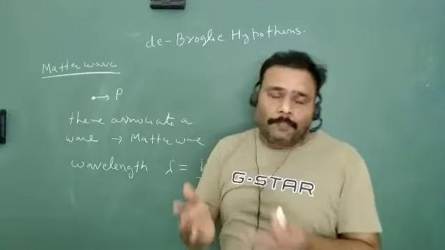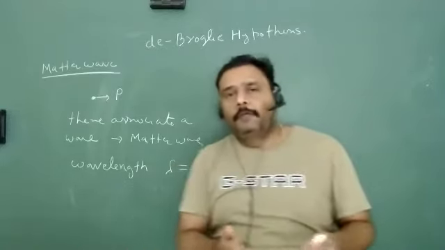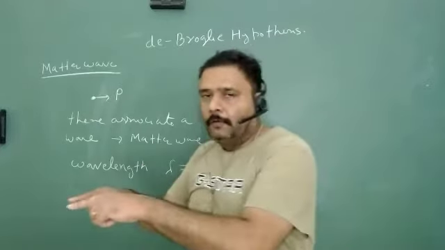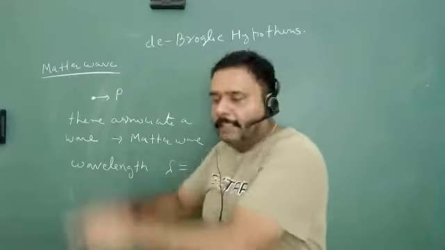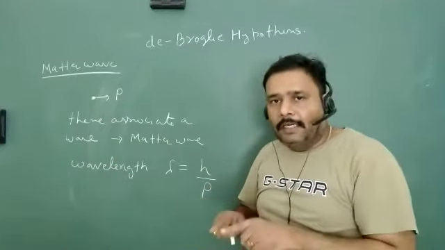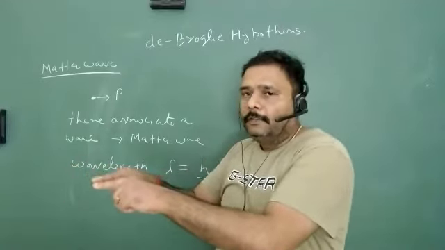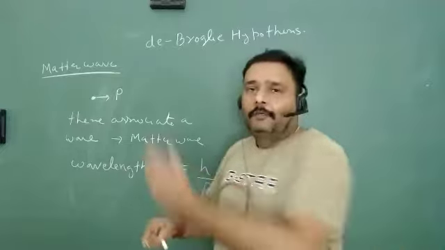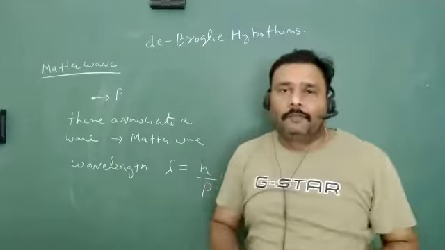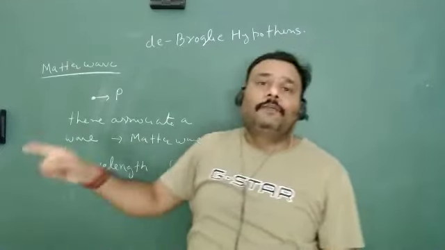You have done your optics, I think, in your +2 level: when two lights superimpose, they give an interference pattern, the maxima and minima kind of thing. And similarly, if you send one electron, then another electron, then another, and another, the electrons will give you an interference pattern. A single electron will give you an interference pattern.